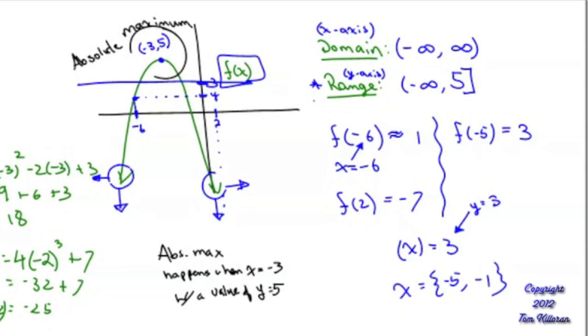Okay, slow down. You said go to y equals 3 on the y-axis and draw a horizontal line, parallel to the x-axis. And it hits the graph twice. Where does it hit it? At -1 and -5. Those are your 2 values. All right, let's get through these pictures quicker.